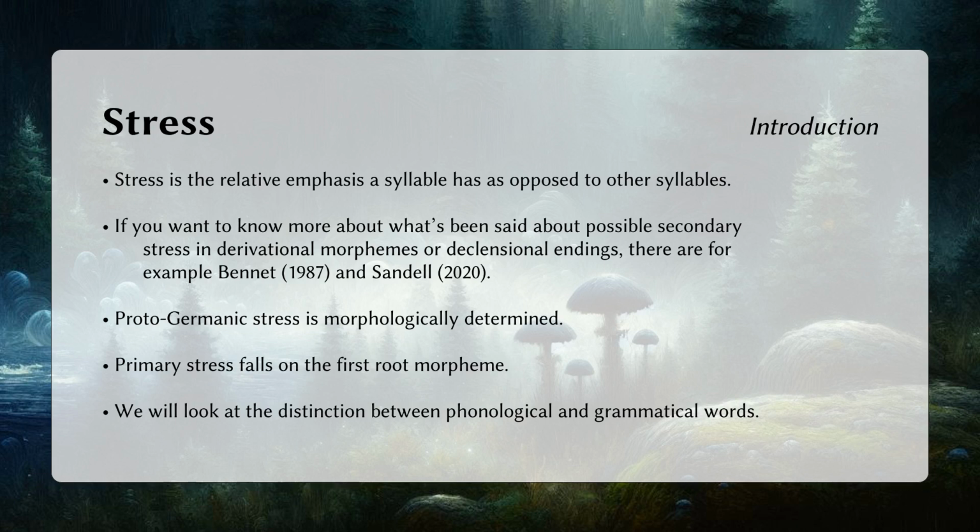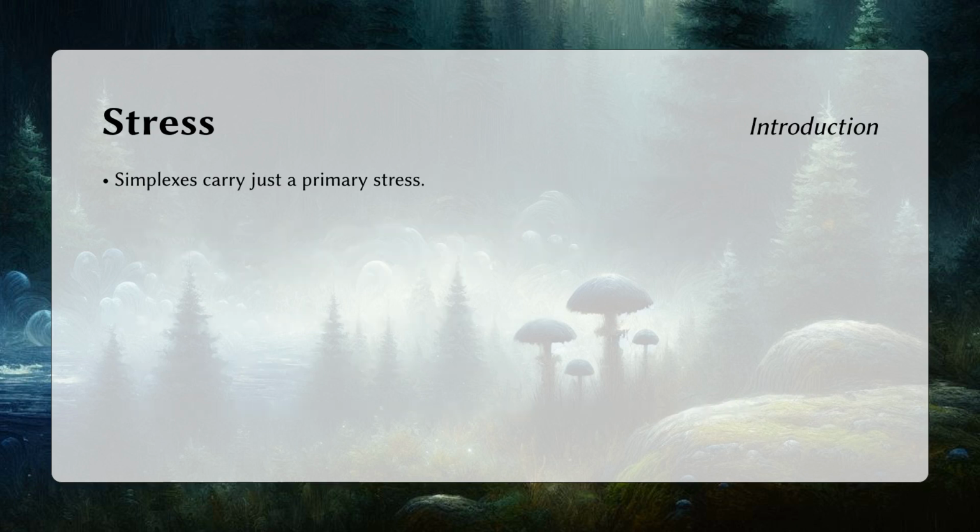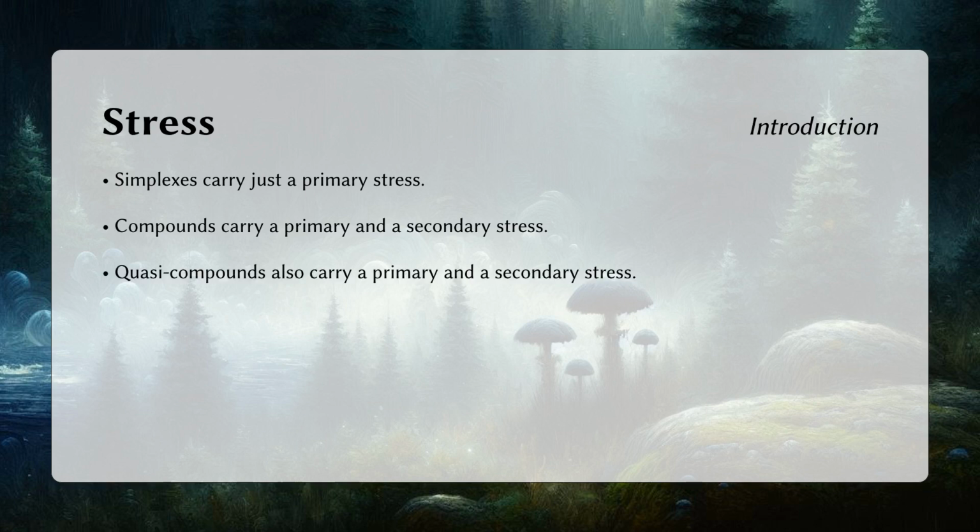We will gradually approach the difference between these two by beginning with cases where we don't have to think about it, and work ourselves towards elements that cannot carry stress. And then I believe it will fall into place by itself. Firstly, we'll bring up a few simplexes that just carry a primary stress. Simplex just means it's not a compound. Secondly, we'll consider compounds with both a primary and a secondary stress. Thirdly, we'll mention quasi-compounds, for which the same applies.